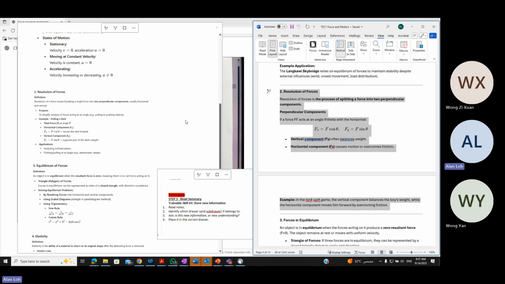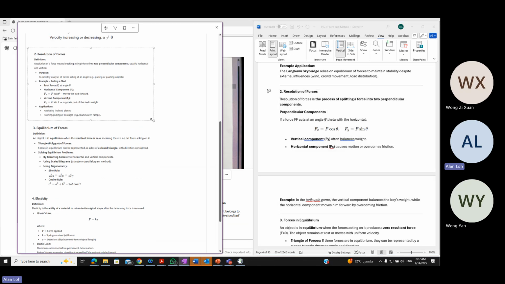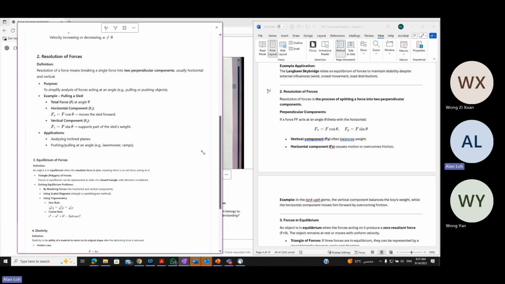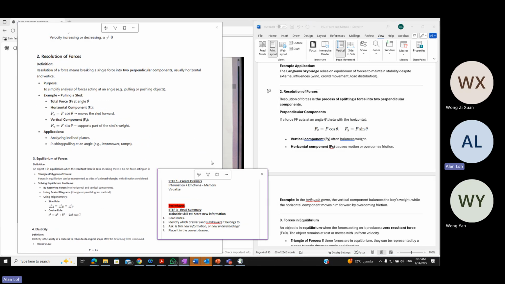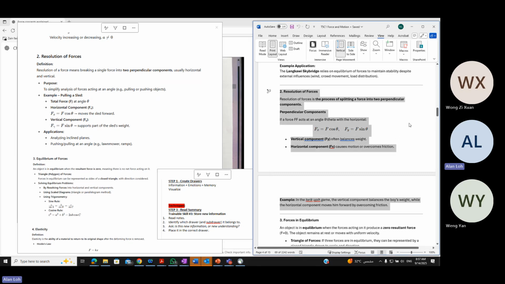Oh no, drawer number 2, I have to open this also. Yeah, open it bigger. Yeah, you can continue reading. Universes. Balances weight. Alright. Okay, so this is drawer number 2.